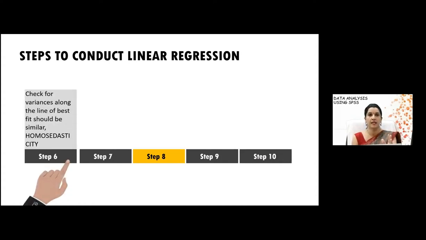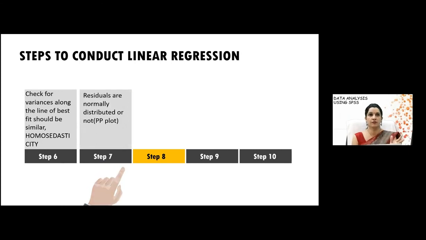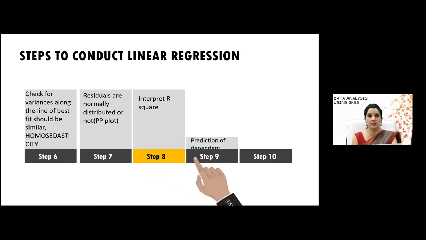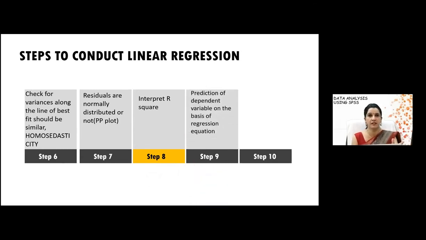In step 6, we check for the variance along the line of best fit. That we do by the residual, which Dr. Neeraj was asking about, and I'll explain each of these steps. And then ideally this residual should be normally distributed. And then in step 8, we interpret the R square. We have read about R square in the correlation, that is the coefficient of determination, the variance explained on the basis of this R square. And then we will make the table and write the interpretation.